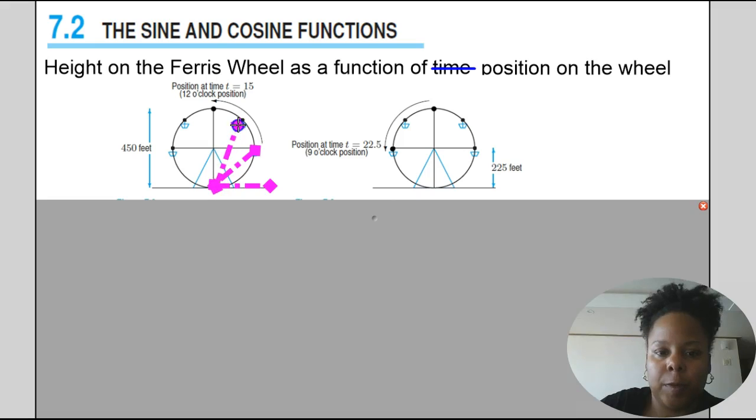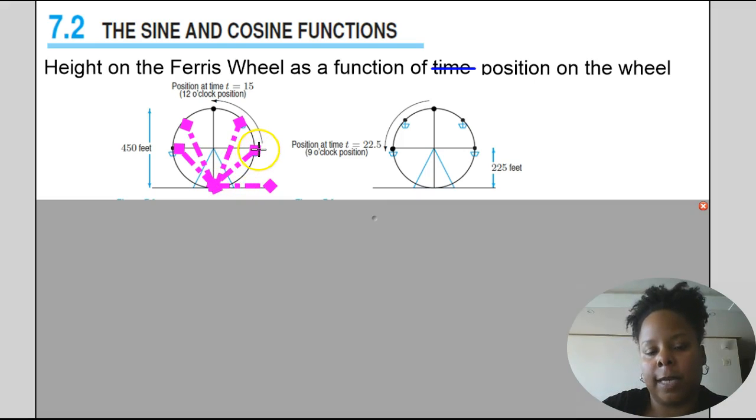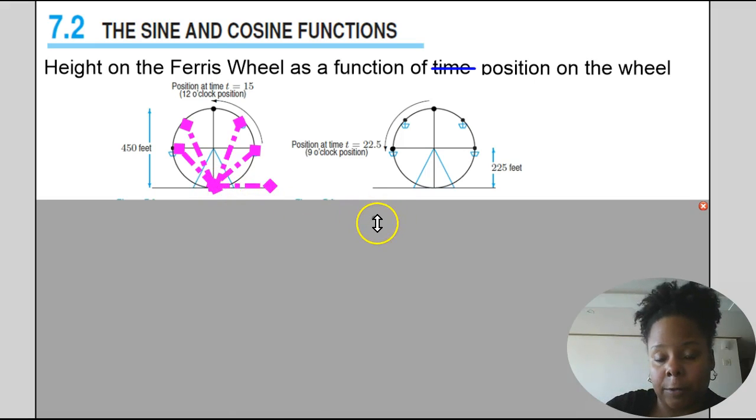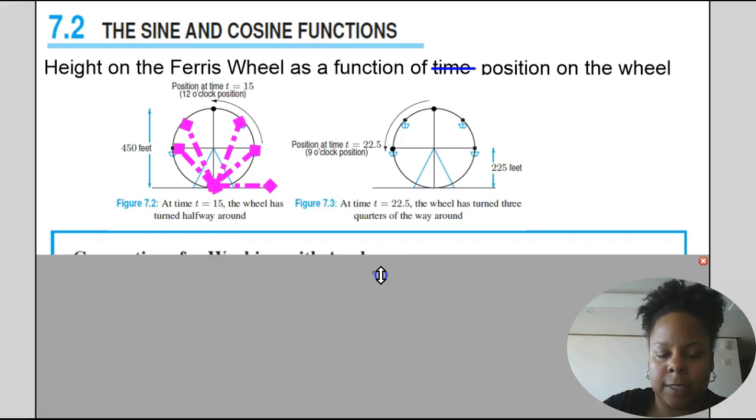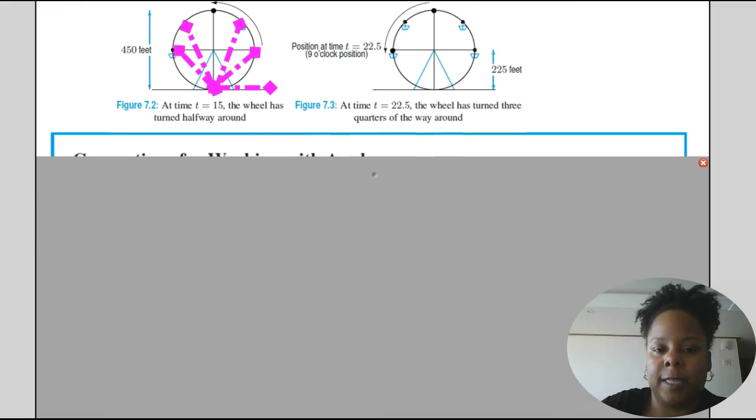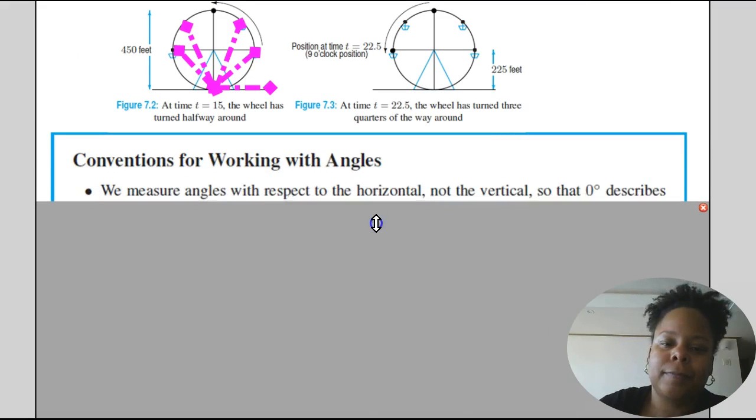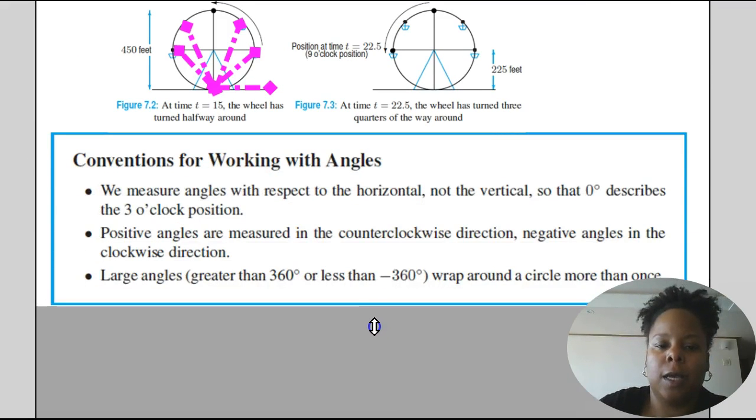So as we can see here, we have these 4 different angles that are formed as well. And so each angle represents a position of the cab on the circle. And so we can measure these angles in degrees. Later on, we're going to learn about radians. And this is how we determine the position on the wheel using angles. We usually use Greek letters to represent the variable, to represent the angles. For those of you who are not familiar with working with angles, we measure angles with respect to the horizontal line, which is this line right here, not to the vertical line.